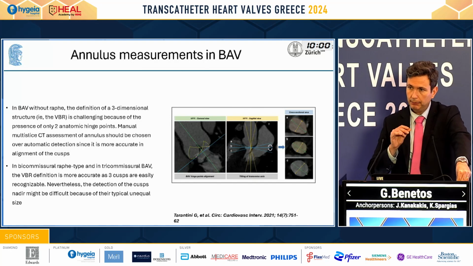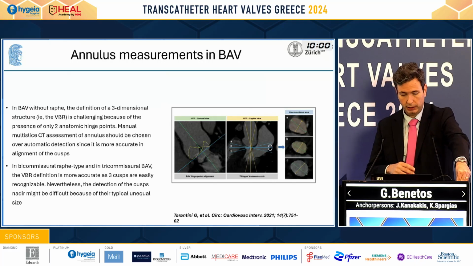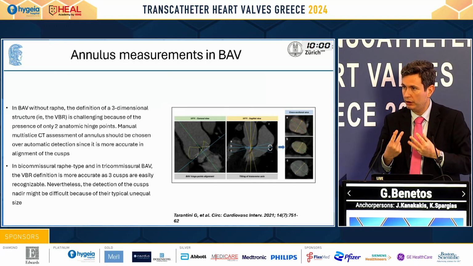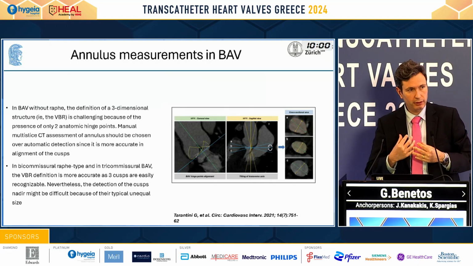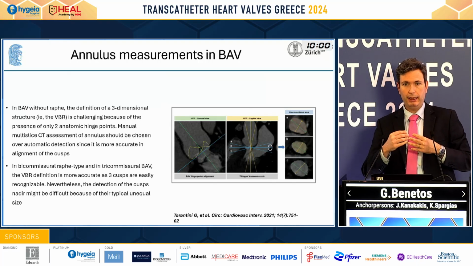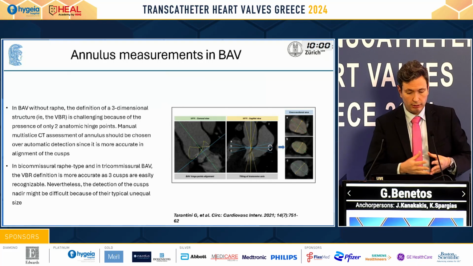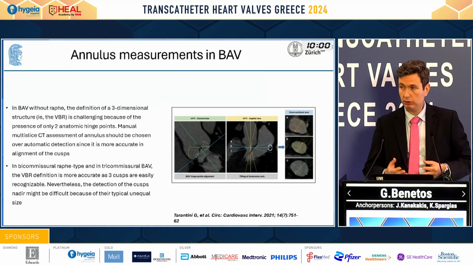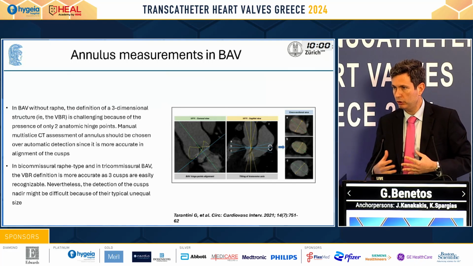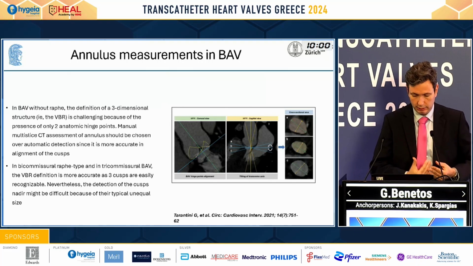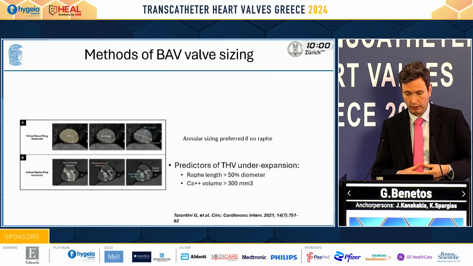In case we have a bicuspid aortic valve with two commissures but without raphe, then in the definition of the three-dimensional structure, we don't have 3 hinge points, we actually have 2 hinge points, so we have to be very careful in our measurements of our annulus plane. In bicommissural raphe type or in tricommissural BAV, we actually have 3 hinge points, so we may proceed with our annulus measurements like in tricuspid aortic valve.